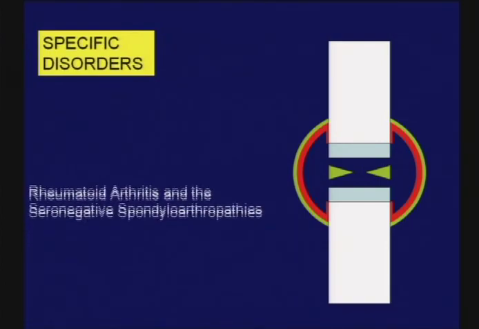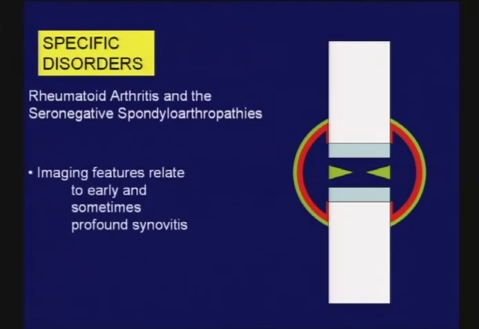Well, let's turn our attention in the second half of this lecture to specific disorders. We'll begin by talking about rheumatoid arthritis and the seronegative spondyloarthropathies, classically psoriasis, Reiter's syndrome, and ankylosing spondylitis.